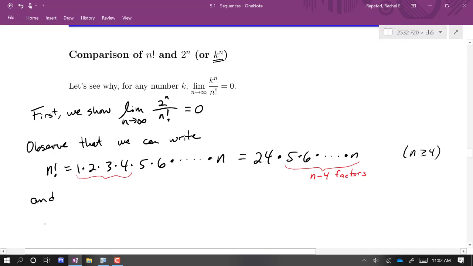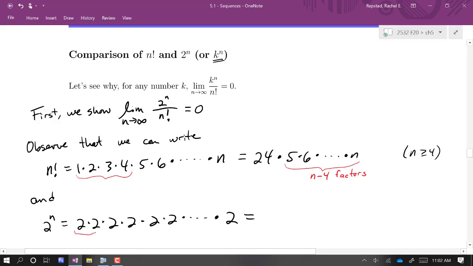And let's compare that with 2 to the n. So I've got n factors of 2: 2 times 2 times 2 times 2, all the way up to times 2. I've got a total of n factors, and I'm going to do the same thing I did up here.